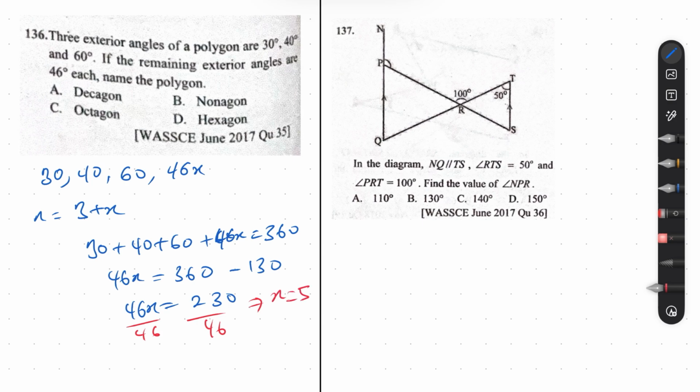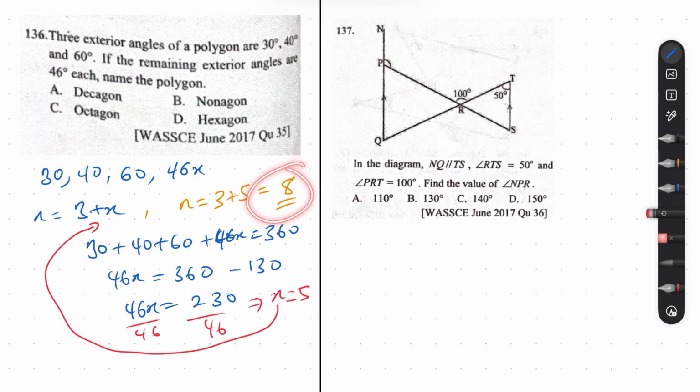Now that we know x, we can input it right here, and then we find our n. So our n will be equal to 3 plus x, which is 5. So the number of sides is 8. Now what do you call an 8-sided polygon? It is an octagon. So our answer is octagon, which is C.